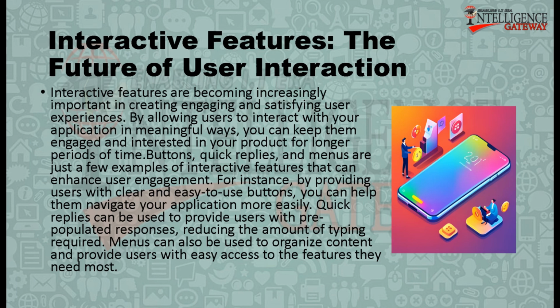Buttons, quick replies, and menus are just a few examples of interactive features that can enhance user engagement. For instance, by providing users with clear and easy-to-use buttons, you can help them navigate your application more easily. Quick replies can be used to provide users with pre-populated responses, reducing the amount of typing required. Menus can also be used to organize content and provide users with easy access to the features they need most.